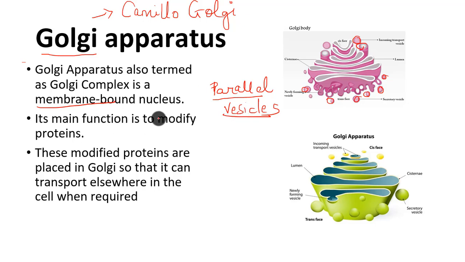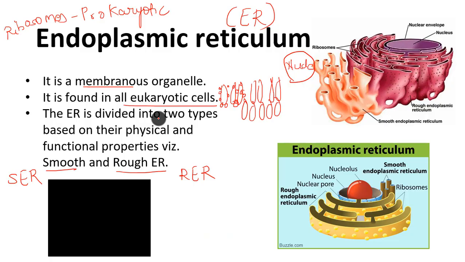To modify the proteins. It is to tag the protein. Whatever additional changes have to be made after the protein has been synthesized, some additional modification, that modification is done by Golgi apparatus. And once the modification is done, it is packed in a bag-like structure, that is vesicles, a membrane-bound vesicle, also called a secretory vesicle, and then it is transported in the cytoplasm to whichever part of the cell it is required. Okay, so that is all about Golgi apparatus and endoplasmic reticulum.